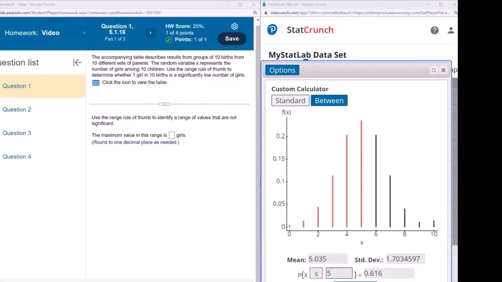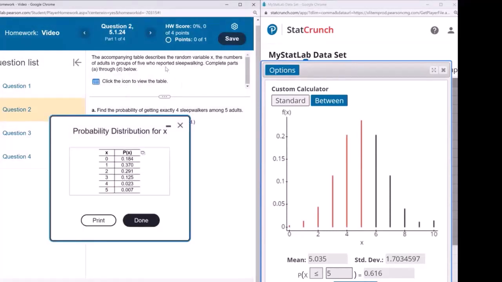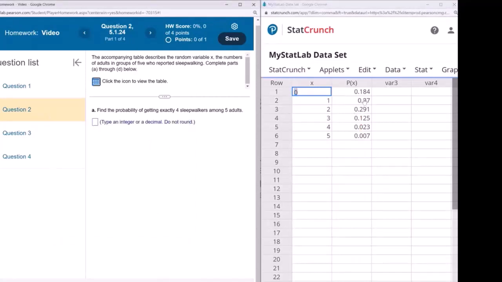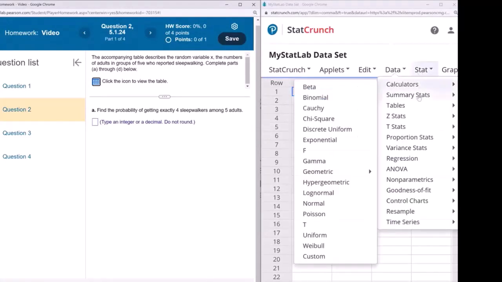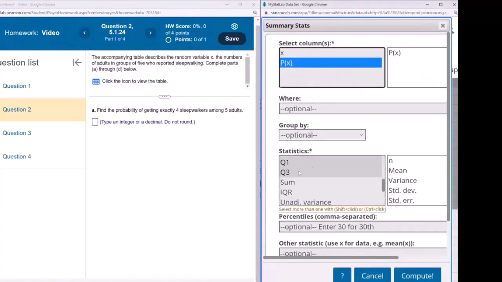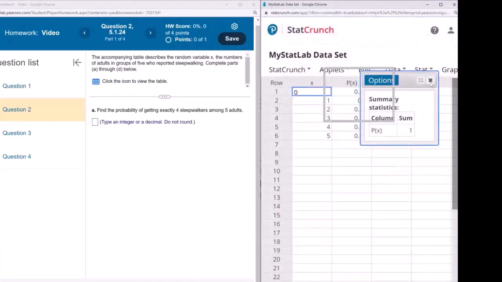And number 2. The accompanying table describes the random variable X, the number of adults in groups of 5 who reported sleepwalking. Open this in StatCrunch, close this, and again, my X's are numeric, my probabilities are between 0 and 1. And just to make sure everything is fine, I will sum my probabilities and I get one, all good.